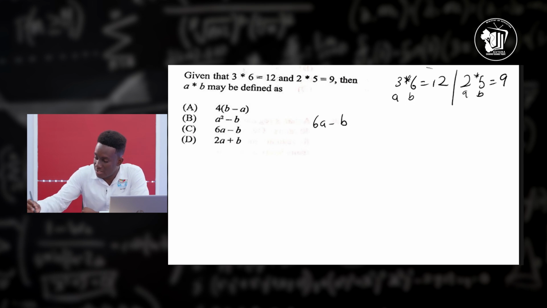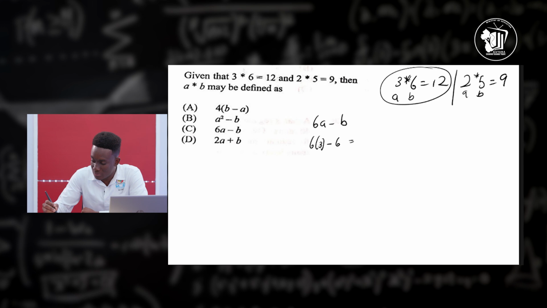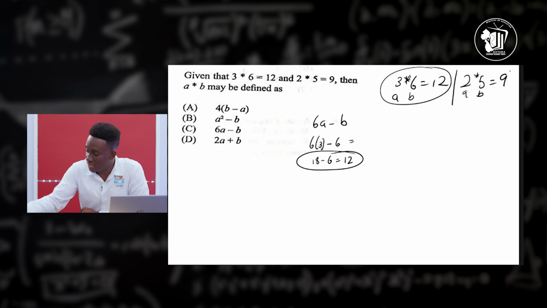So let's try this one first of all, if it satisfies that. So it's to be 6 multiplied by A, which is 3. Subtract B, which is 6. And that should work when they give me 12. So let's see, 6 times 3 is 18. 18 minus 6 is indeed 12. So it works here. Let's see if it will work out to give me 9.